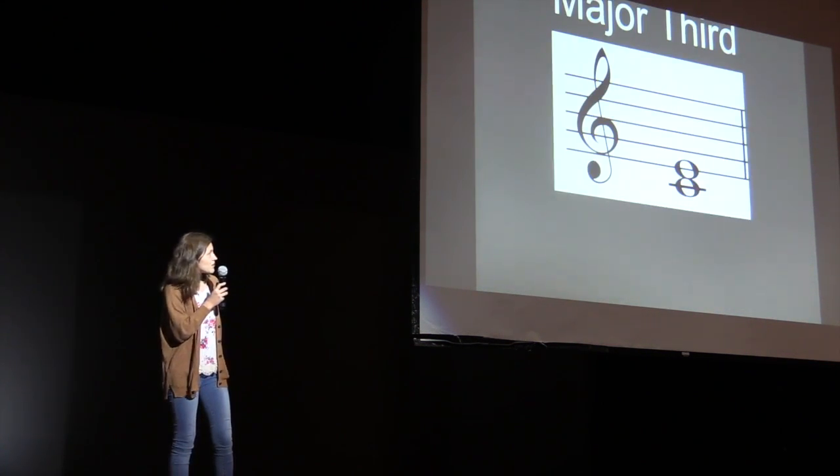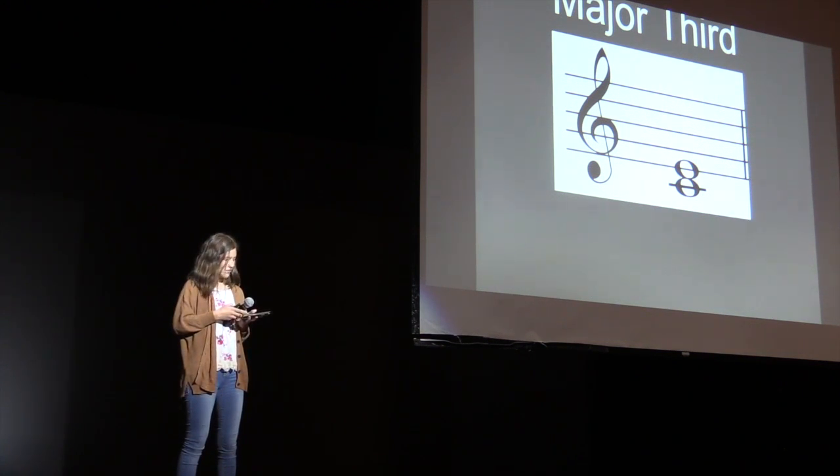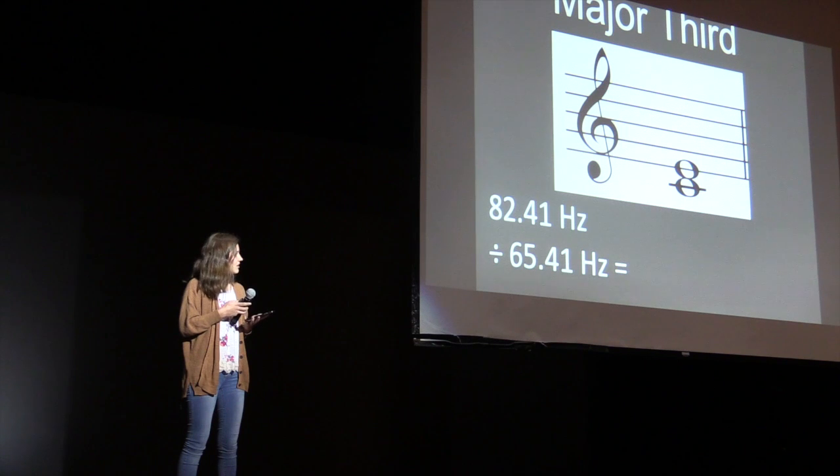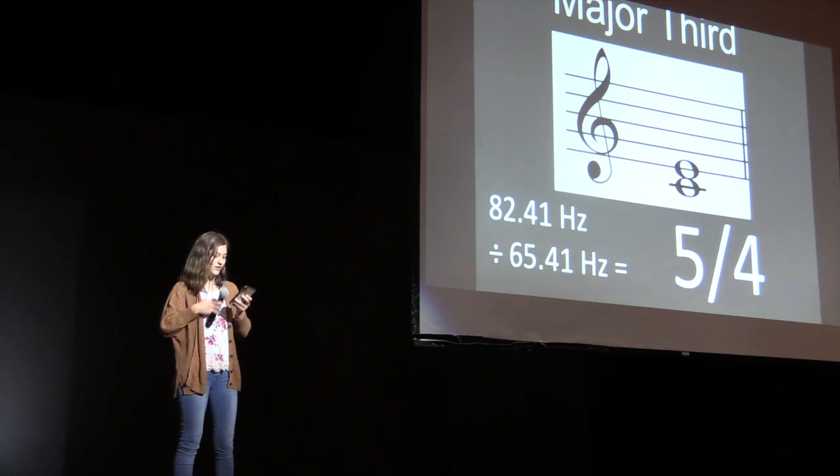For example, take a major third, a C to an E. If we divide the frequency of an E by a C, you get a nice simple ratio of 5/4. That's a pretty simple, nice ratio, and this chord should sound pretty nice.